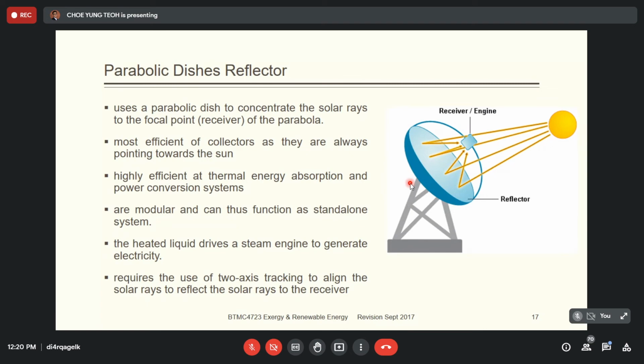These are modular and thus can function as a standalone system. Modular means you can make a big one or a small one, I can move it here, move it there. Normally, maybe in rural areas, you can also do it like this.